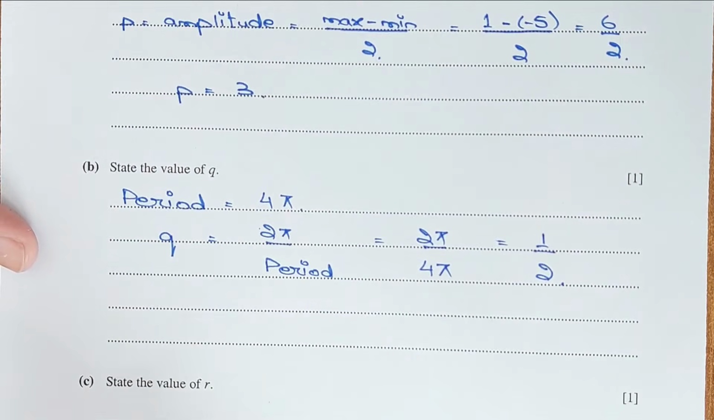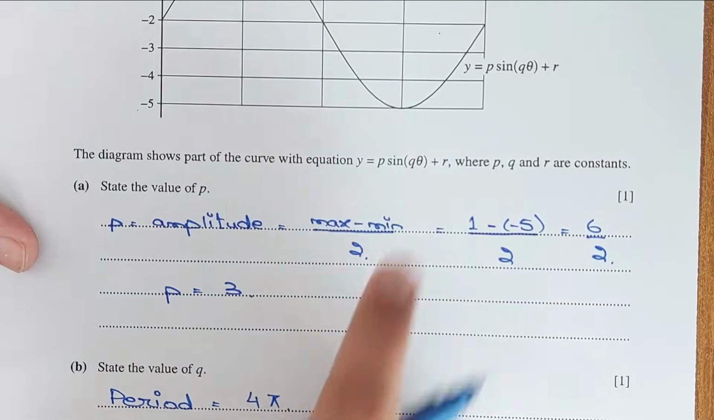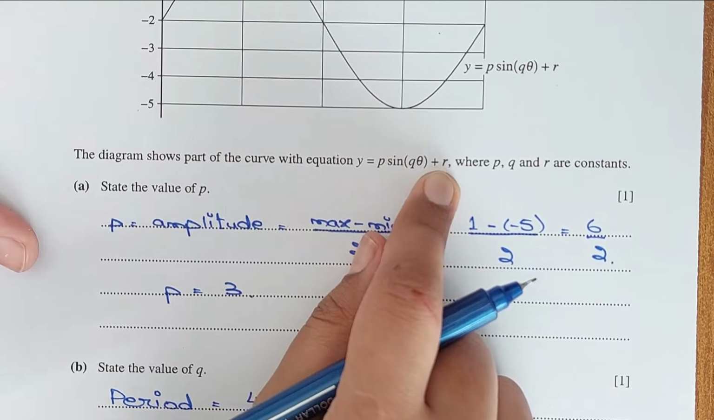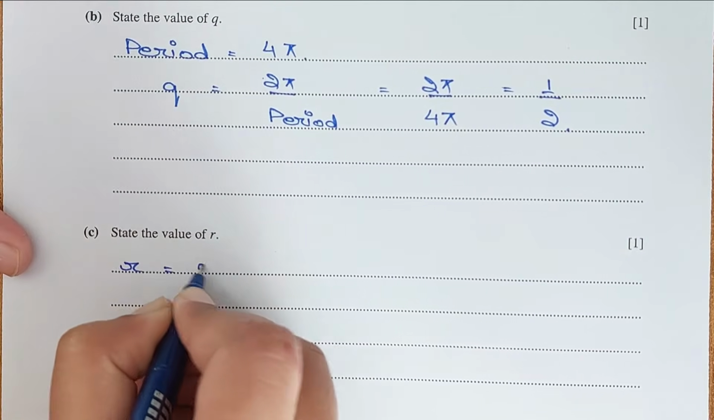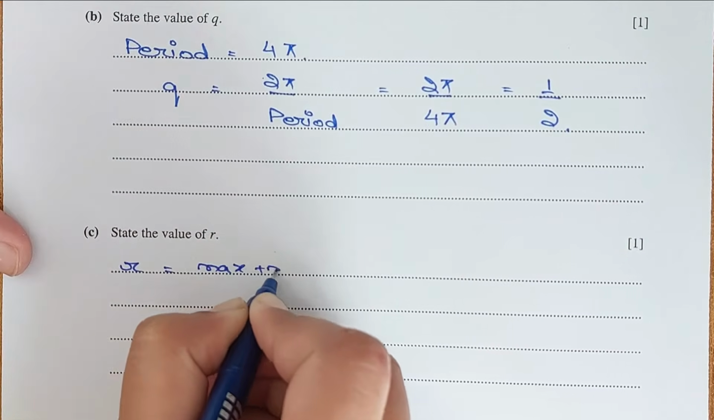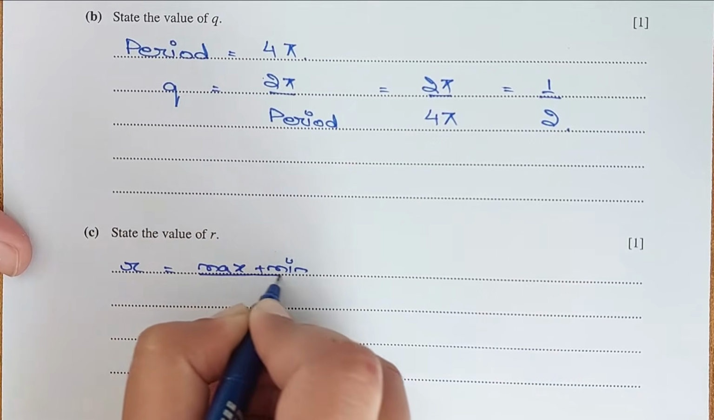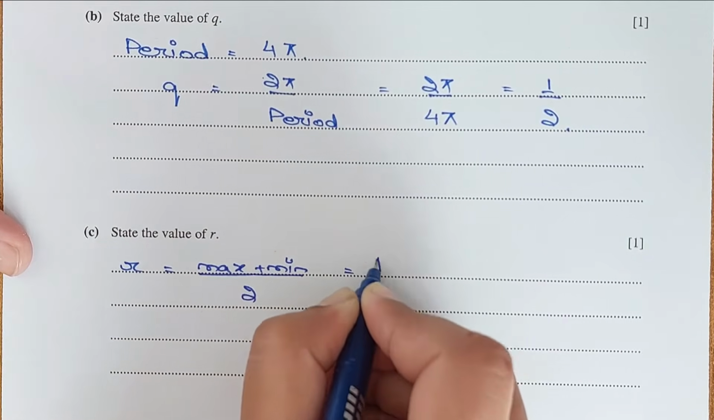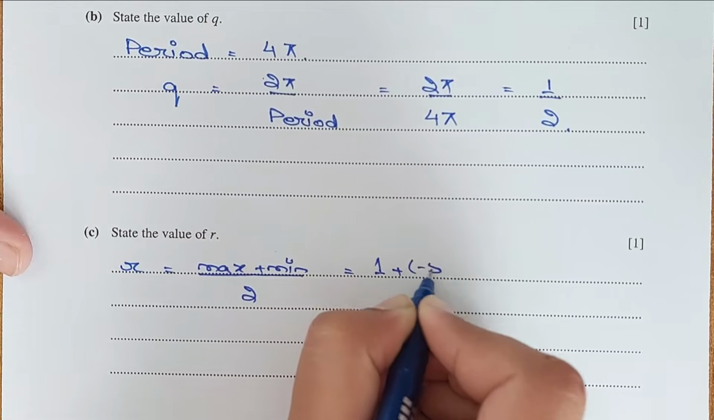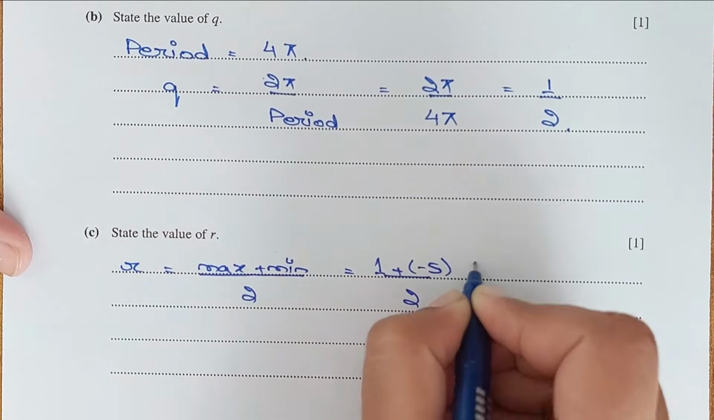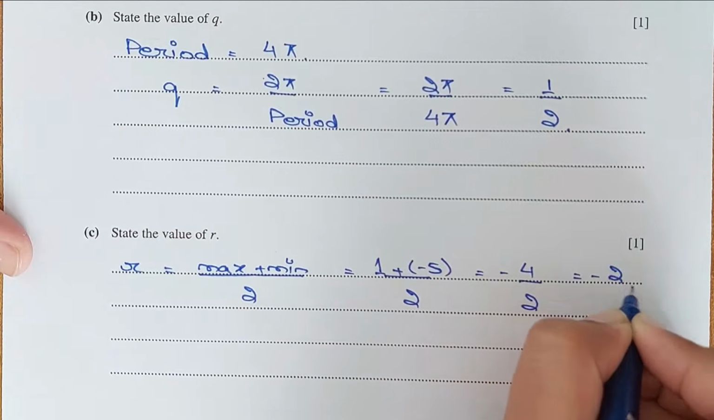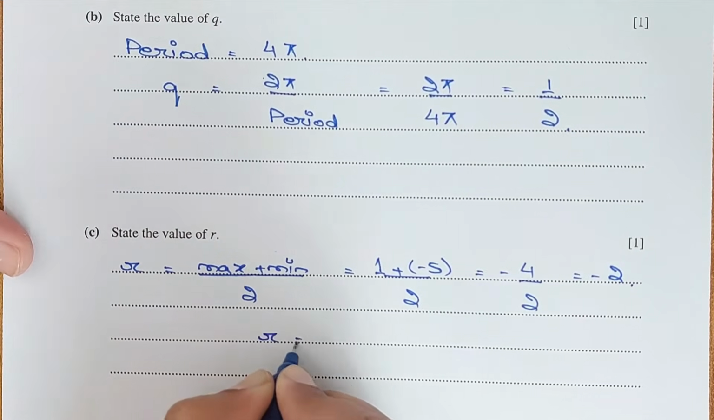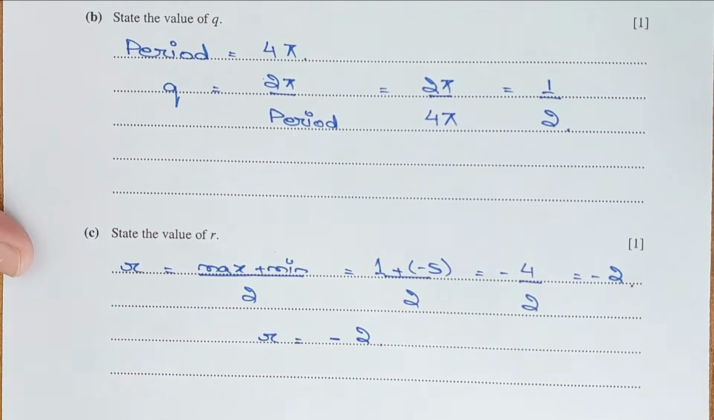Now for part C, state the value of r. So r is the equation of the axis. The equation of the axis has the formula r, which is maximum plus minimum divided by 2. Since we know the maximum is 1 plus the minimum is minus 5, divided by 2, this is negative 4 by 2, which equals minus 2. So we can say the r value, or equation of the axis, is negative 2.